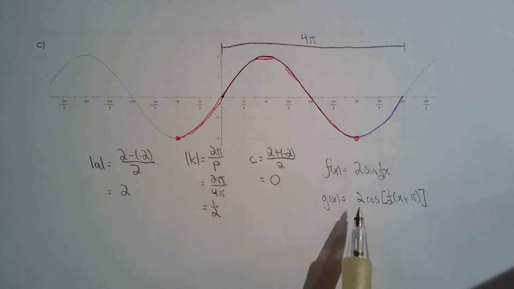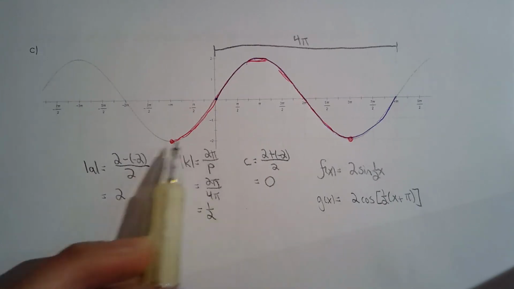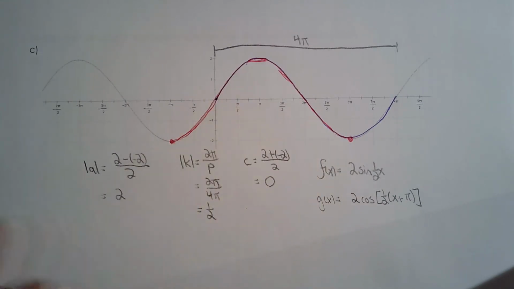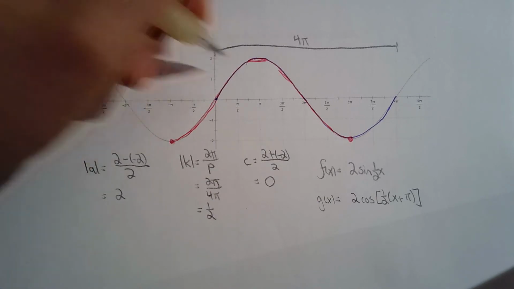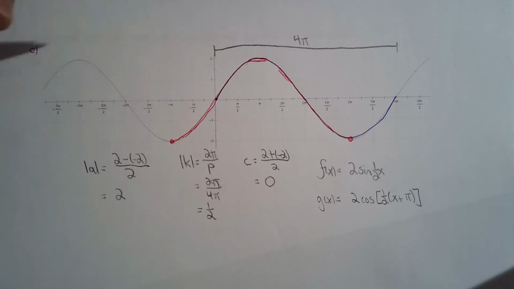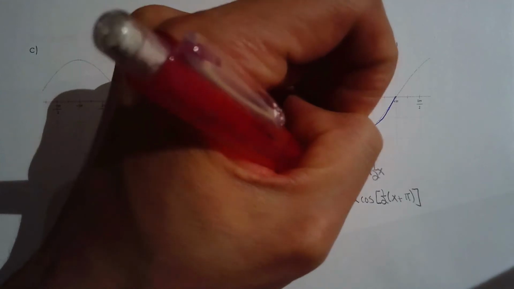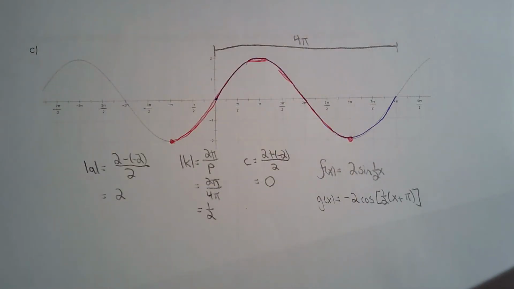Now, for g of x, is it positive or is it negative? Sorry, yeah, is it -2 or +2? Look at the red wave. The red wave is the cosine function that looks reflected across the x-axis. So you need to put -2. That's the most common mistake. Aside from that, once you draw it in, it's really hard to be wrong.